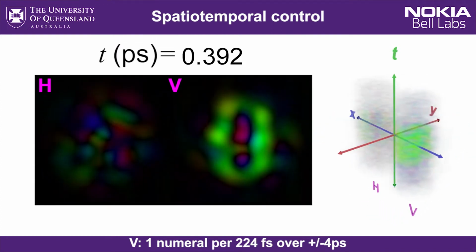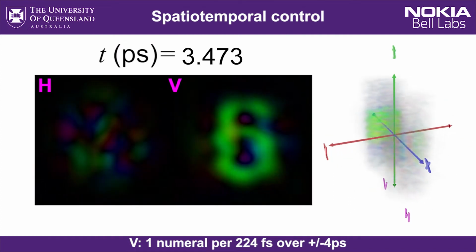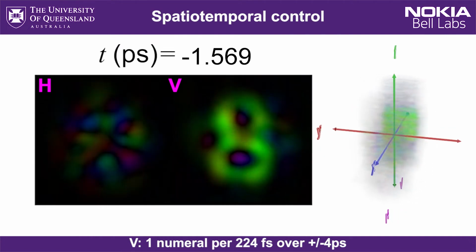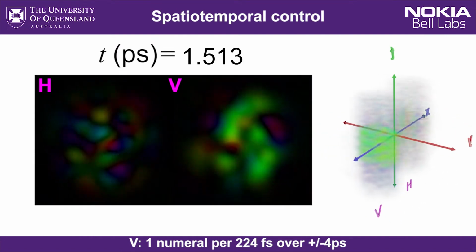An example over a shorter time interval now, with some more complicated spatial patterns. We have numerical characters, vertically polarized, arriving 230 femtoseconds apart across a plus or minus 4 picosecond time interval.